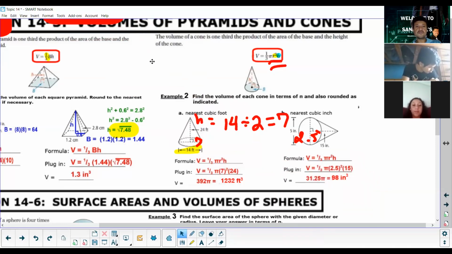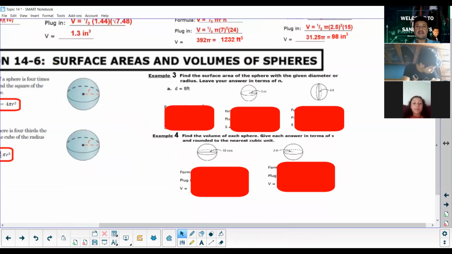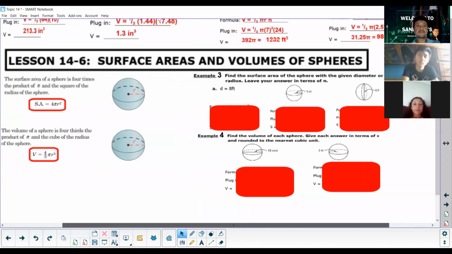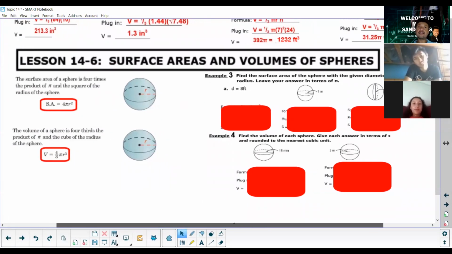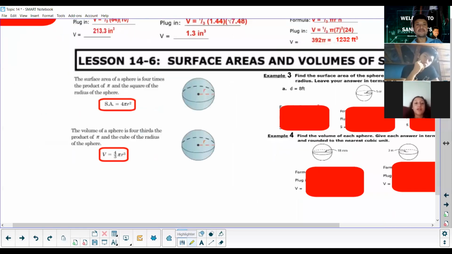Good. All right. So now let's do our last volume one that's important for us that we're going to cover. That has to do with spheres. And we're also going to throw in something new since we haven't covered this yet, and they're both related. It's going to give us a surface area of the sphere, but that's kind of new. And then the volume. So Celeste, why don't you read the surface area of the sphere, the equation. The surface area of a sphere is 4 times the product of pi and the square of the radius of the sphere. Okay, so that's why we're given this.